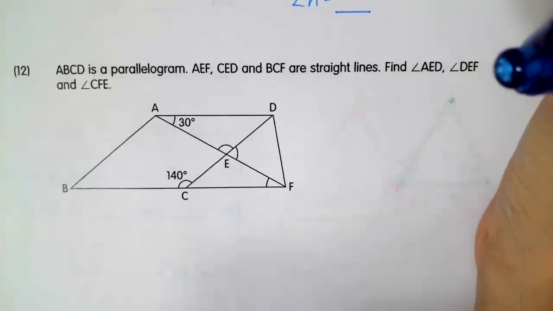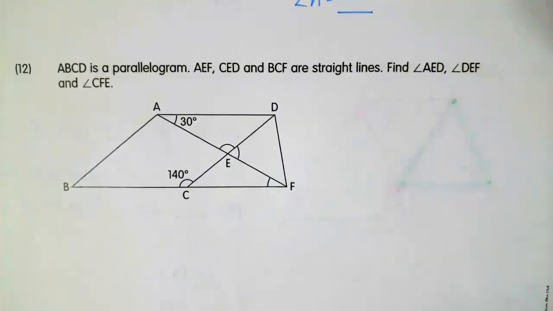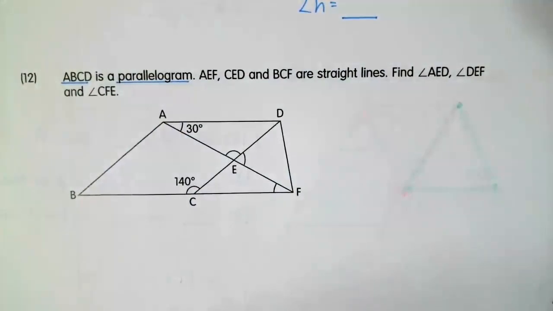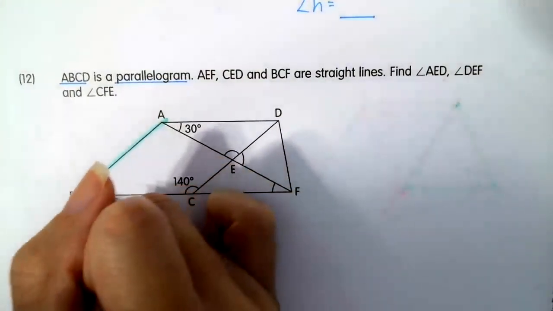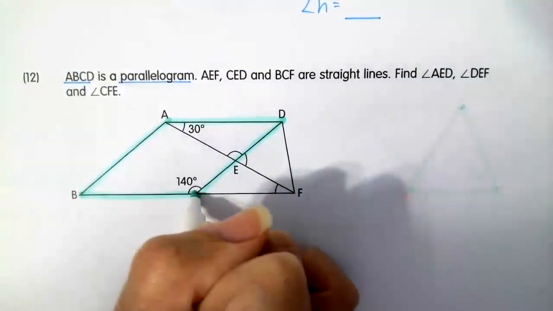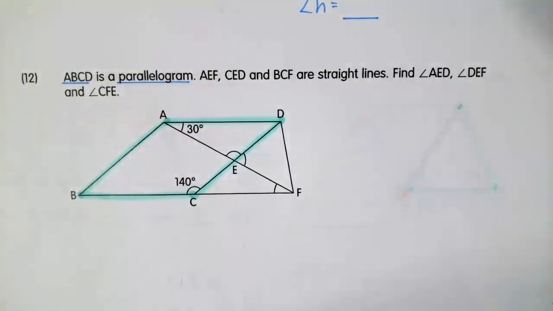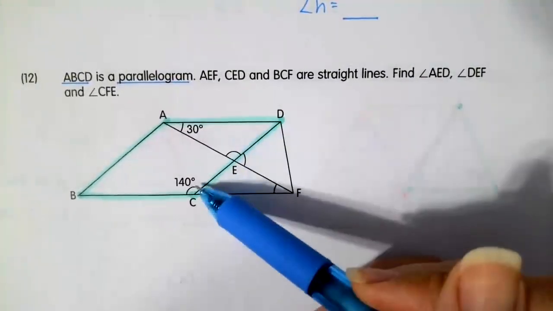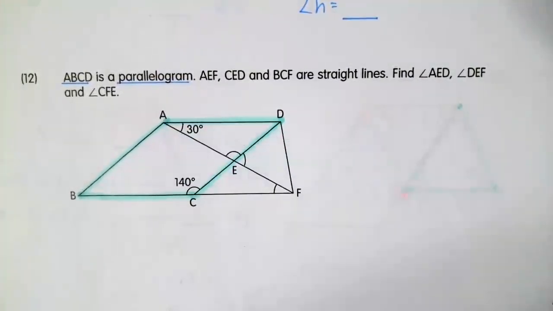Okay, now next we're going to move on to question 12. So first thing we know is that ABCD is a parallelogram. Let me draw it out for you to see because there are many lines here. So two rules in a parallelogram: angles between parallel lines add up to 180, and diagonally opposite angles are the same as well.